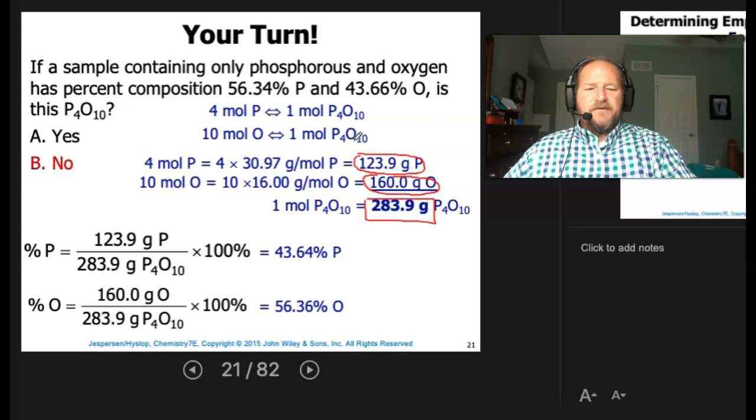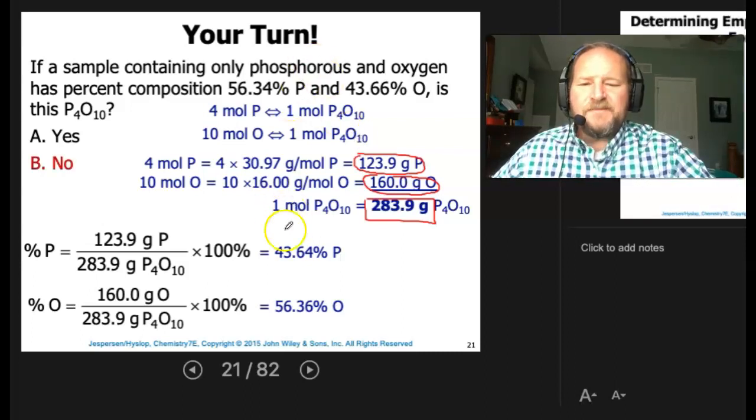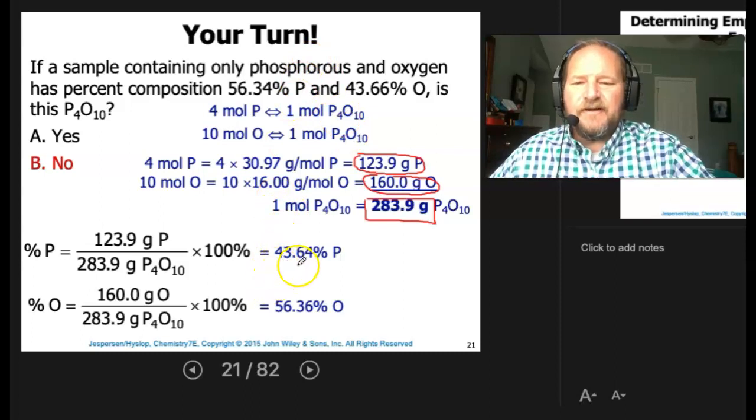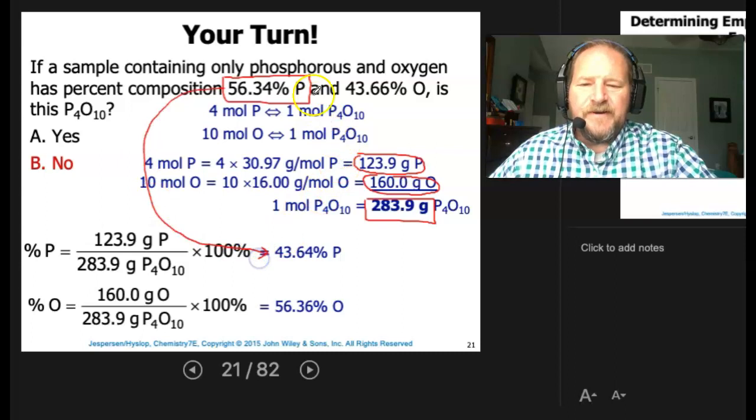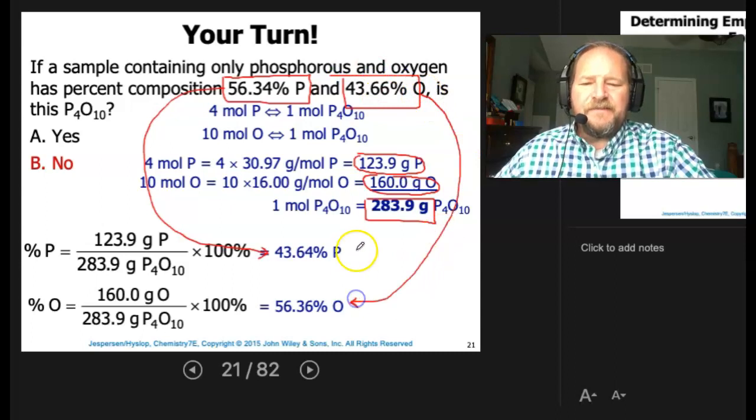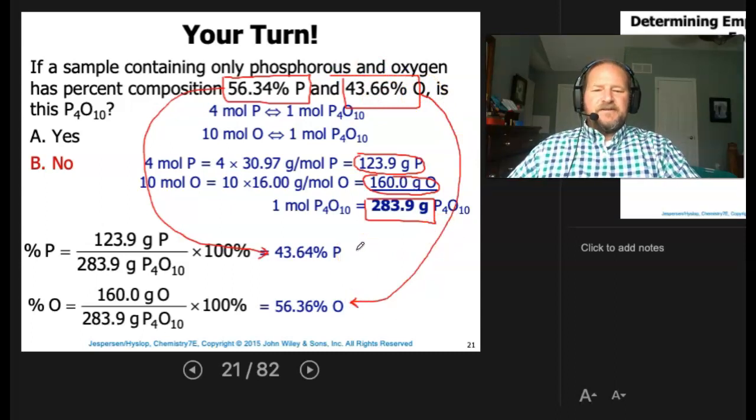Now they say no, but that's pretty close, right? Oh no, it's backwards. Look at that. It's 56 versus 43. Tried to trick me there. 43 phosphorus to 56 oxygen. So they're actually reversed, which means we know that that can't be the right formula then.